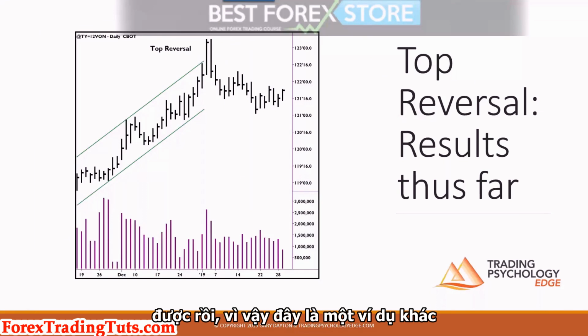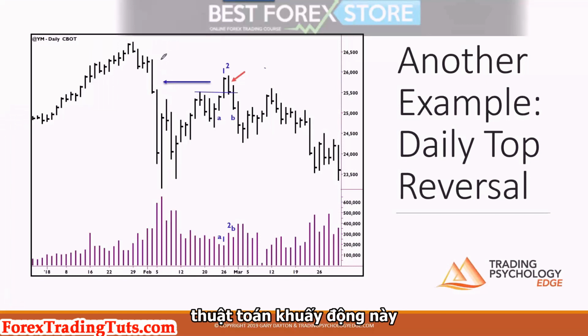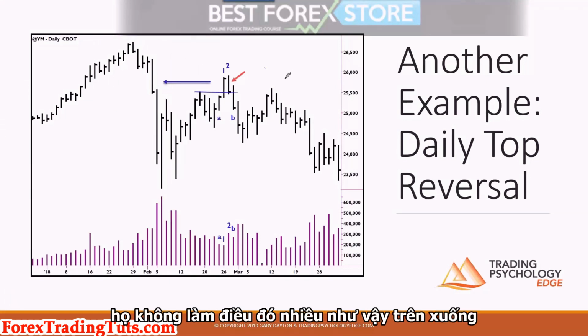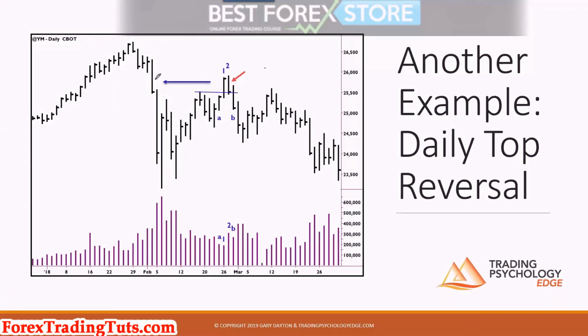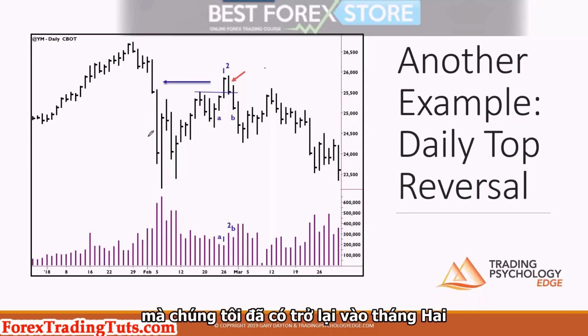Okay, so here's another example. This is just in the daily. We have tremendous supply. This is the Dow. And as I say, if you want to avoid the algorithmic churning, they don't do it that much on the Dow. You got a lot of volume coming in here on the move down, the recent move down that we had back in February, back last year actually.